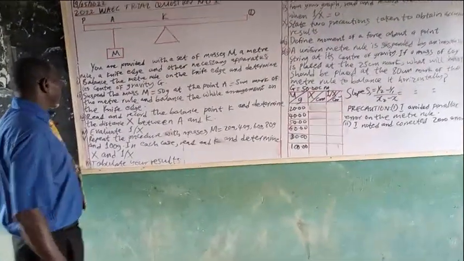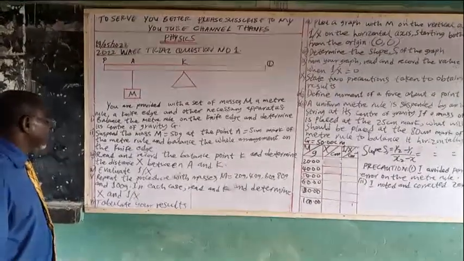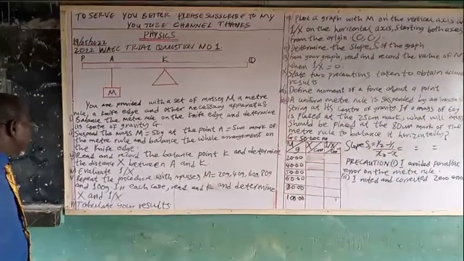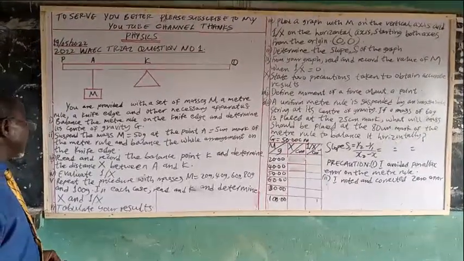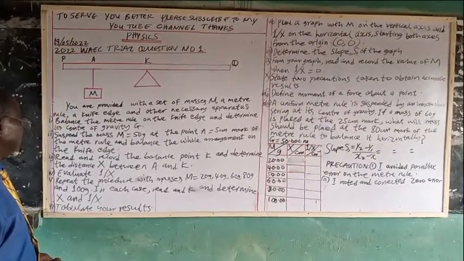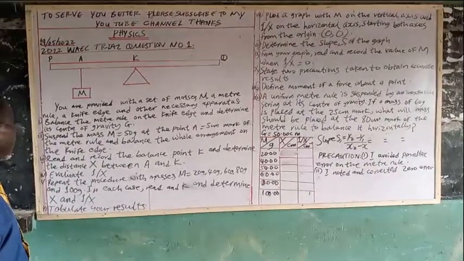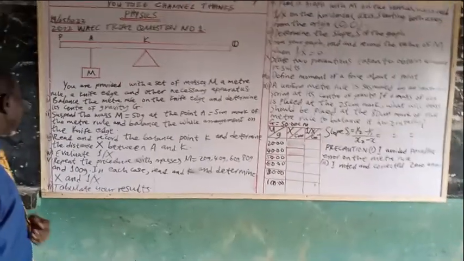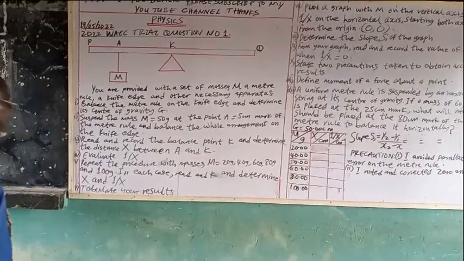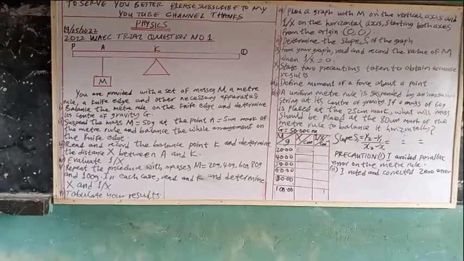You are provided with a set of masses M, the meter rule, the knife edge, and other necessary apparatus. 1. Balance the meter rule on the knife edge and determine the center of gravity G. 2. Suspend the mass M equal to 50 grams at the point A equal to the 5 centimeter mark of the meter rule, and balance the whole arrangement on the knife edge. Read and record the balance point K and determine the distance x between A and K.